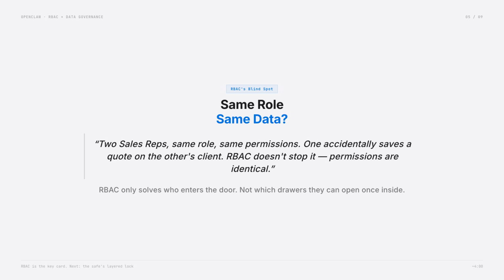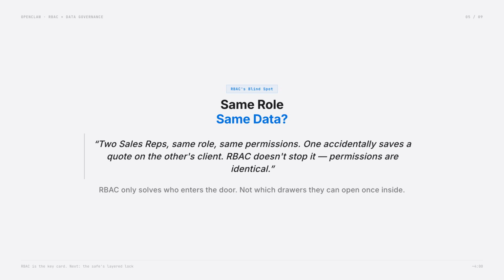RBAC only solves who can enter the door. It does not solve which drawers they can open once inside. That is where data governance comes in. So what is data governance? 3 examples. First, a bank teller. They can log in and check your account balance.